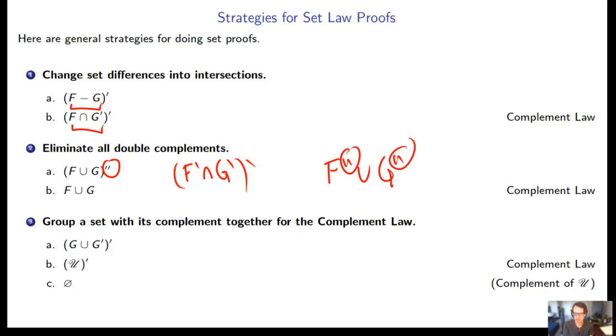If you ever see something like A or not A, or A intersection not A, just simplify it. Change it to either the universe or the empty set. If you can get something down to the universe or the empty set, do it, because you'll be able to use the domination or identity law over and over again. The universe and empty set are very powerful tools in your set laws because they will simplify a lot of things.